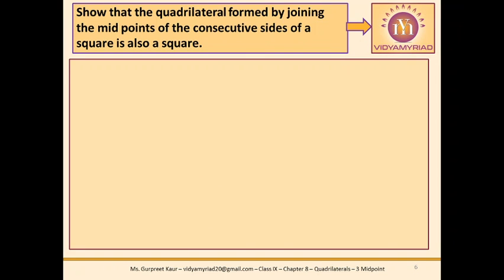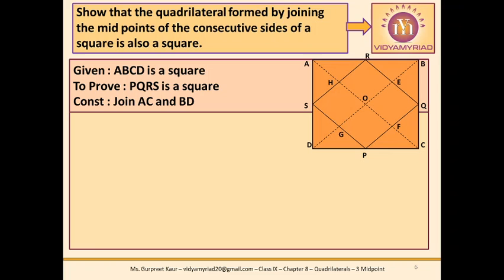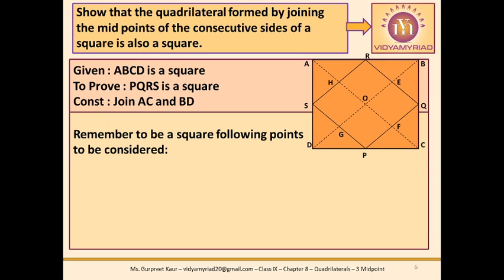Next, show that the quadrilateral formed by joining the midpoints of the consecutive sides of a square is also a square. Now here ABCD is a square and we have to prove that PQRS is also a square. To do that, what we will do is, we will join the diagonals AC and BD. Now for this we should remember certain things. To make a square, what are the criteria which we have to follow?